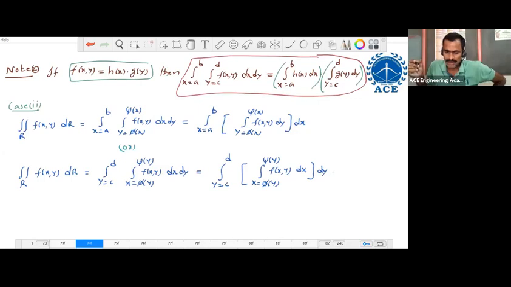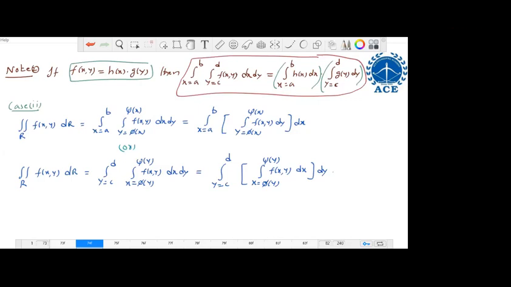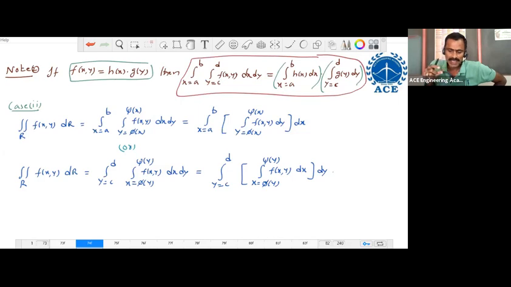Sir, in this we will find volume only. This will give volume. For area, f of x y is equal to 1. That's the only case. Inside the double integral, the function is 1. That will give area, because a double integral with function 1 is the same as a single integral only.